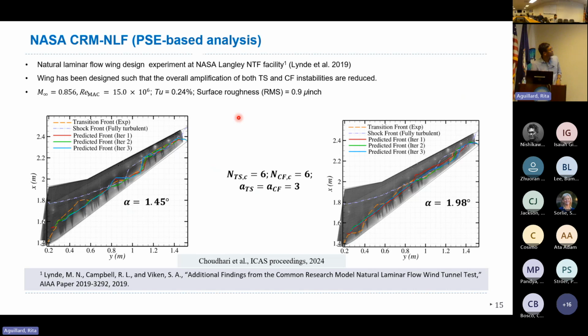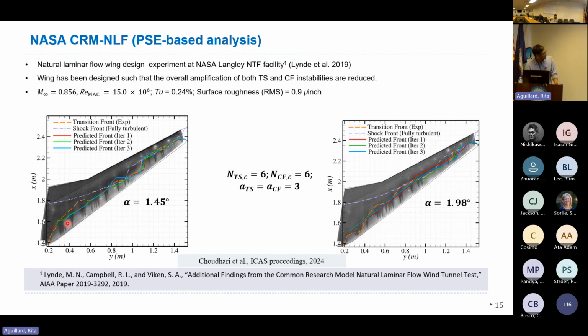We apply the same thing to the CRM NLF, which is a transonic wing designed to have as much laminar flow as possible. The wing was designed to attenuate crossflow disturbances and also TS disturbances. This is again through the iterative process. Since this was a transonic case, you actually have a double shock system sitting on top of the wing. There's one shock system which cuts through here, and then another one in the outboard, slightly shifted from that.